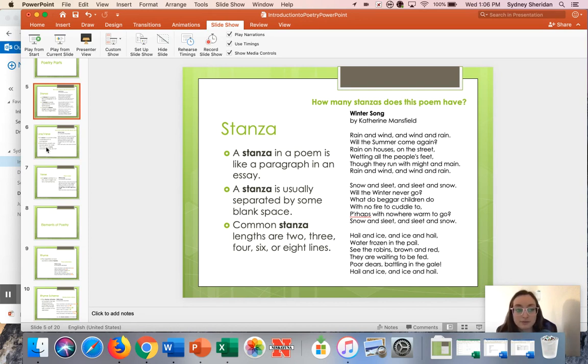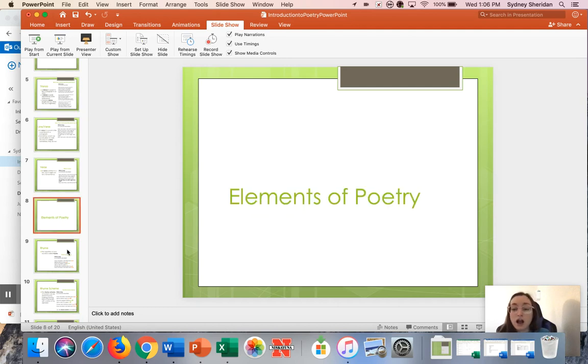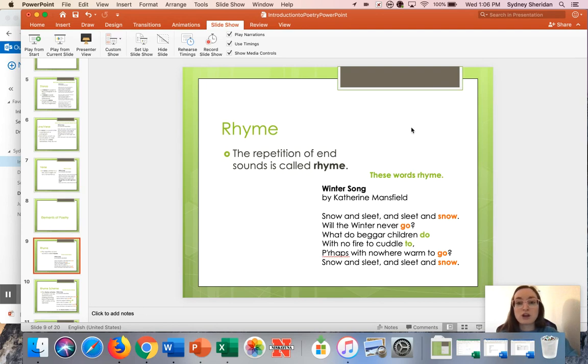Lines. Okay, so I also want us to talk a little bit about rhyme in poetry. Now, when we talk about rhyme in poetry, we always look at the last word of a line or a verse to figure out what our rhyme scheme is going to be. So if we look at this poem, I think this is the same one as before. We have snow and sleet and snow. Will the winter never go? Now, when I read that out loud, I can hear really well that they rhyme.